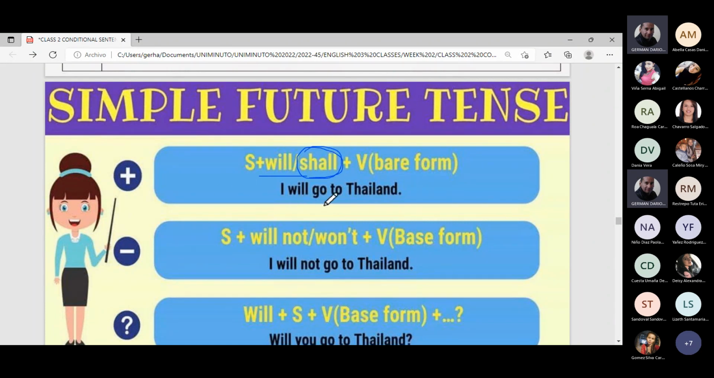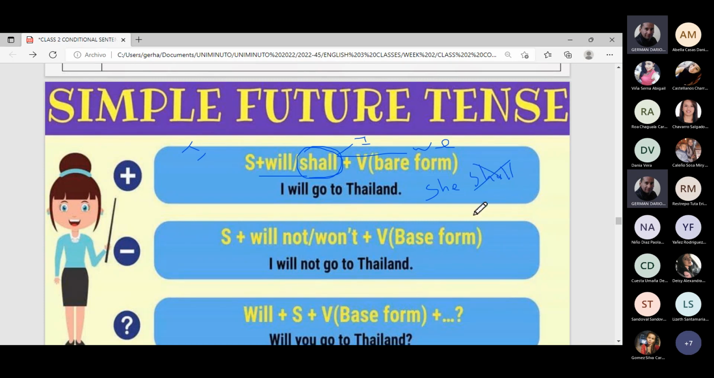¿Listo? ¿Cuál es la diferencia entre el will y el shall? La única diferencia es que el shall solo se puede utilizar con I y con we, no más. ¿Listo? El will sí se puede utilizar con todos, entonces ustedes pueden decir I will, you will, he will, she will, it will, etc. But when you use shall, you can say only I shall or we shall. No se puede utilizar más. Ustedes no pueden decir she shall. No. ¿Por qué? Pues porque no.